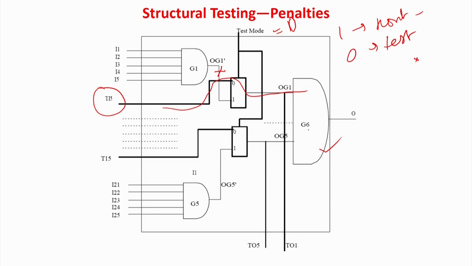Similarly, for the other pin also, this will be cut and this line will be going at the input. So, by this multiplexing mode you can directly give all the test patterns to gate number 6 without having to be buffered by G1 and G6. So, you are bypassing this entire part and directly giving the test patterns to G6.